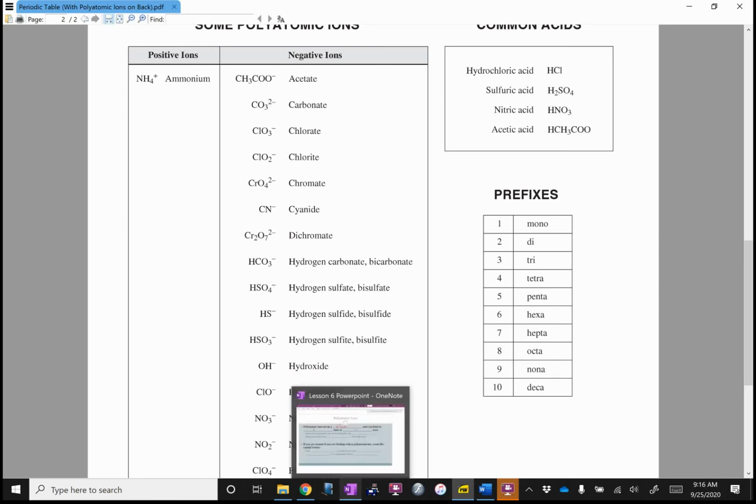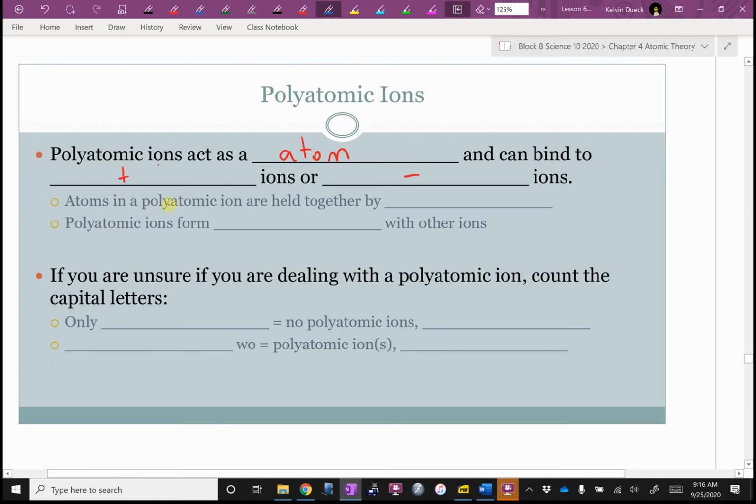So atoms inside a polyatomic ion are held together by covalent bonds. Polyatomic ions form ionic bonds with other ions.